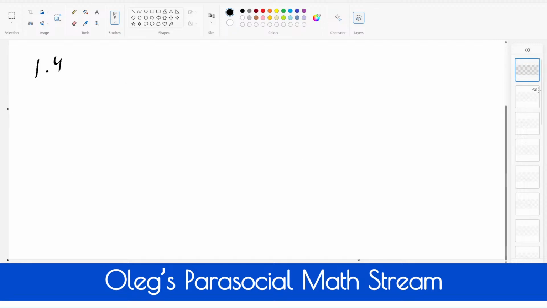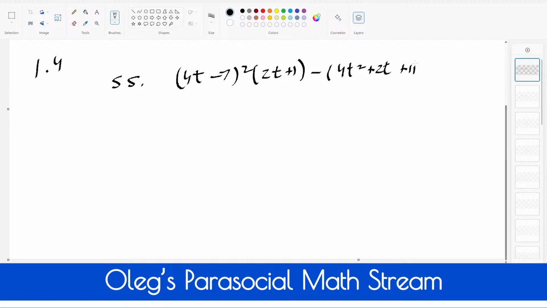And now we have 55. 40 minus 7 squared times, we have a lot going on in this one, plus 1 minus 4t squared plus 2t plus 11. Okay, so we got a lot going on here. The big risk here is just screwing up a sign somewhere and carrying that problem into the rest of it. Okay, but let's do that.